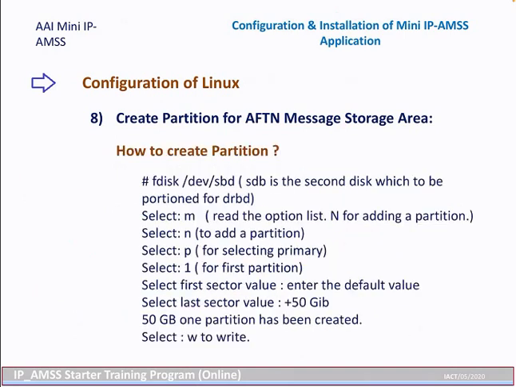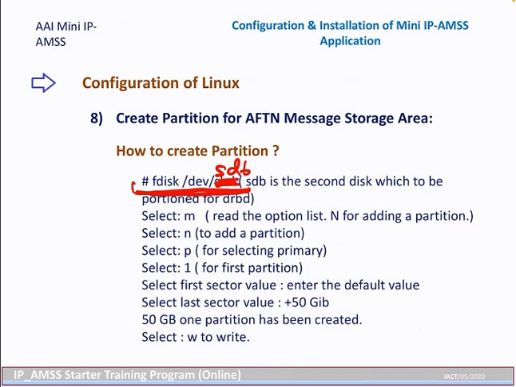Now, how to create a partition? First of all, write this command, fdisk, followed by the particular hard disk that you are selecting. For our case, it is SDB. Now, once you enter this command, you will get various options.